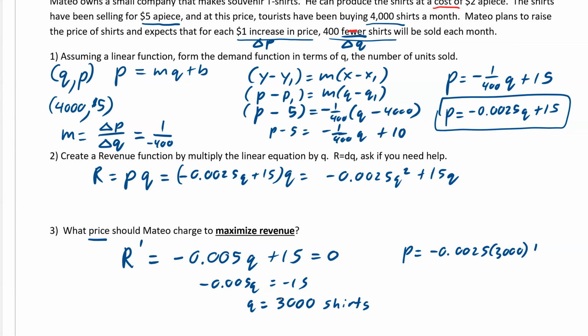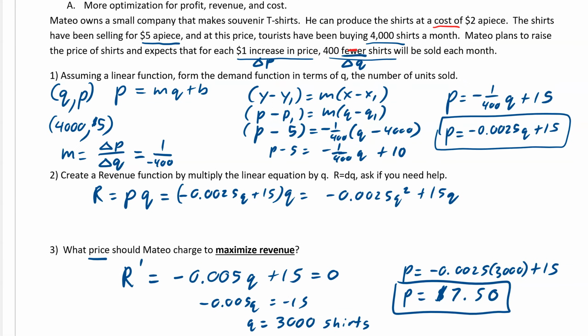See, what happens is as you increase the price, you decrease the number of shirts sold. So right now, right here, it says for a $1 increase in price, he expects a 400 shirt decrease. And this linear equation gives us that price quantity relationship. So if we plug this in our calculator, you can see that the price is $7.50.